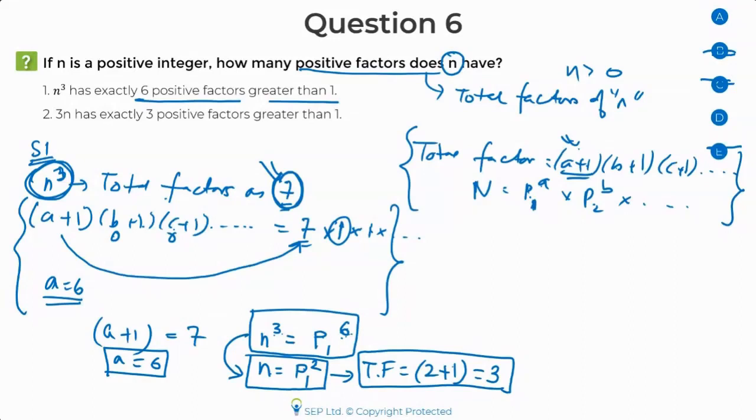Okay. Now let's come to statement 2, which is, I would say, a slightly trickier statement. Statement 2 is saying 3 times n has exactly 3 positive factors greater than 1. So how many factors does it have? Can anyone tell me? If you have understood statement 1, you should be able to tell me how many total factors it has.